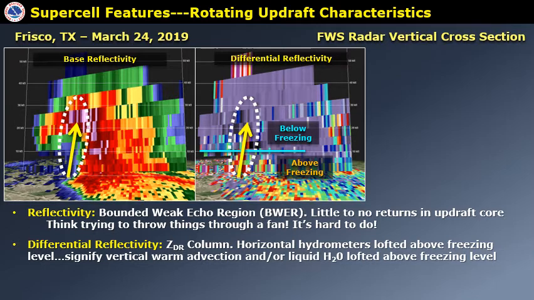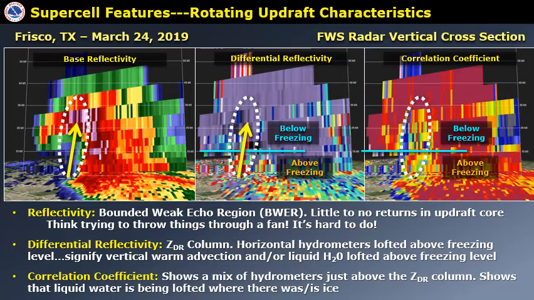The center column shows this ZDR column. Horizontal hydrometeors are lofted above the freezing level because of the warm core associated with the updraft. Now, these liquid hydrometeors are lofted above the freezing level. As you recall, liquid hydrometeors, raindrops, or water-covered hail appear oblate to the radar, and the ZDR value is greater than 0. And then finally, the far right panel indicates a mix of hydrometeors just above the ZDR column, and that liquid water is being lofted upward into the vertical, where now there is the presence of ice as some of those supercooled particles freeze.